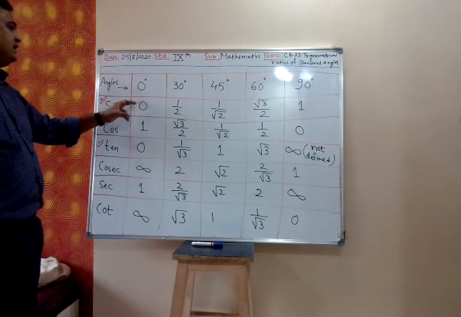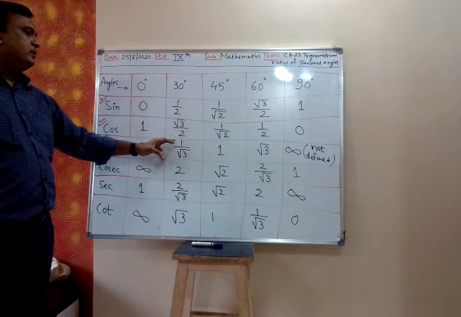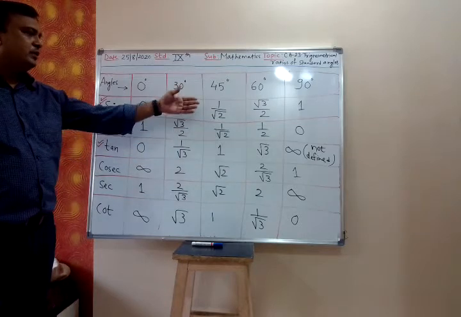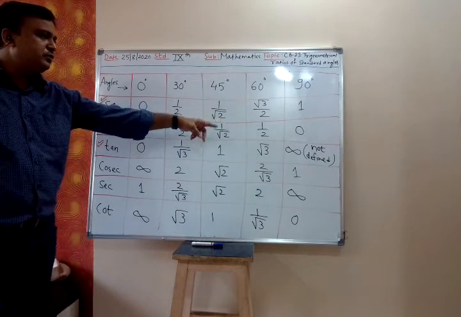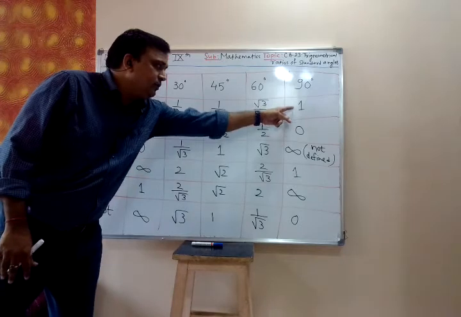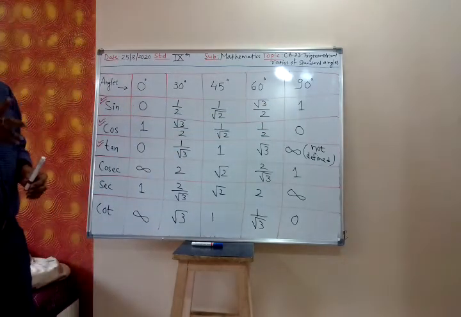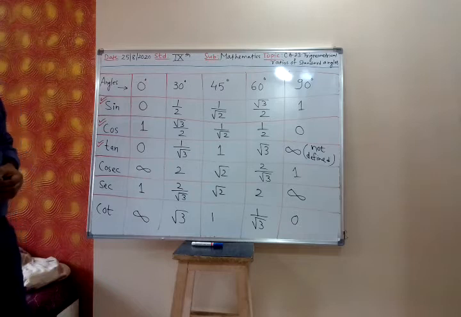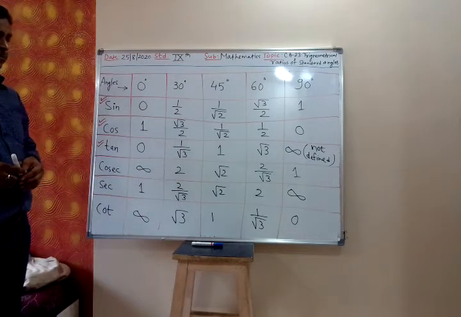Then tan will be sine upon cos: 0 upon 1 is 0, 1 by 2 upon root 3 by 2 is 1 by root 3, 1 by root 2 upon 1 by root 2 is 1, root 3 by 2 upon 1 by 2 is root 3, and then tan 90 is infinity, because it is 1 upon 0. The denominator is 0, so it will tend to infinity, or you can say it is not defined. So wherever it is infinity, it means it is not defined.